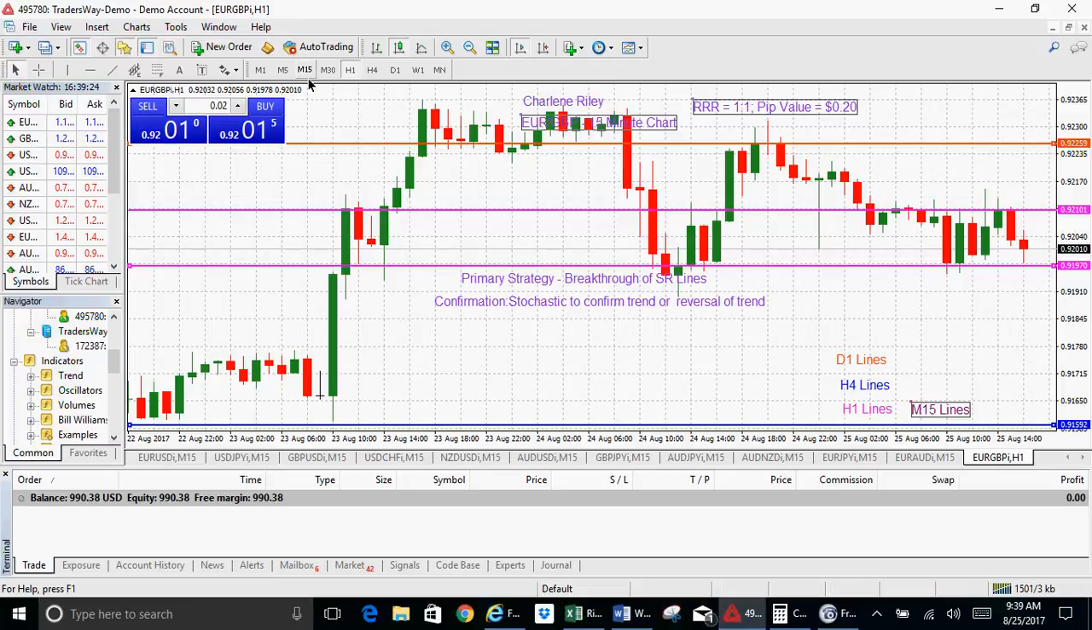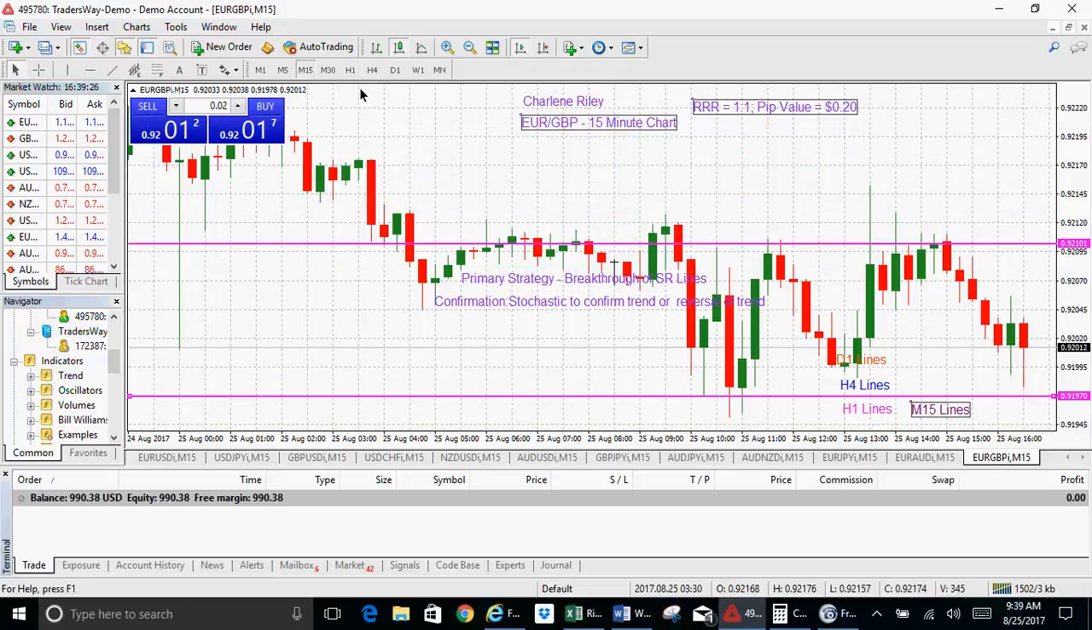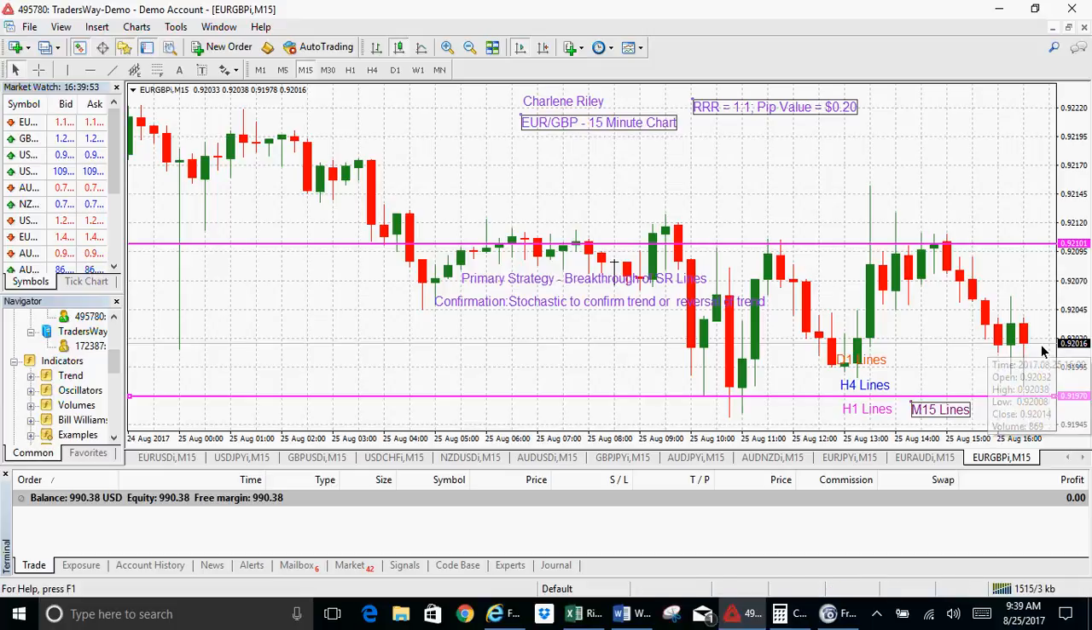So now I go over to my 15-minute chart. And now here on the 15-minute chart, it's showing the major trend as a downtrend, and the market is trending downward. Although we have a bit of maybe consolidation here.